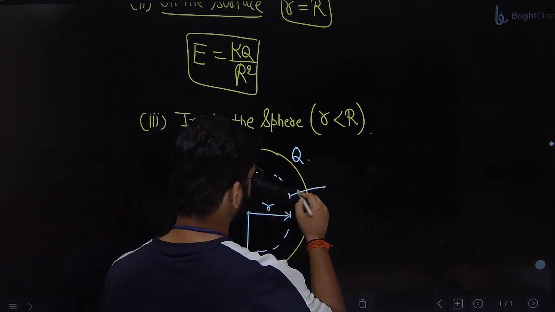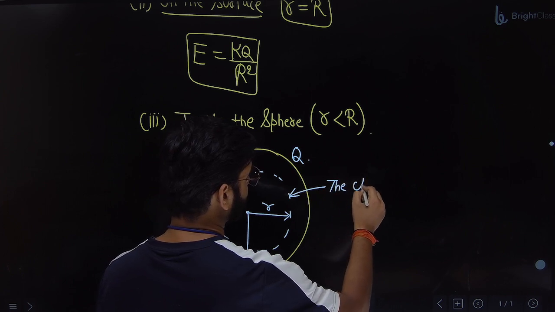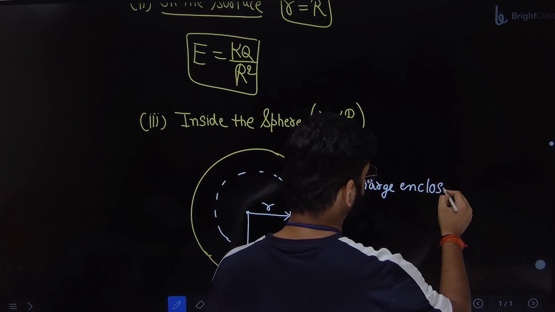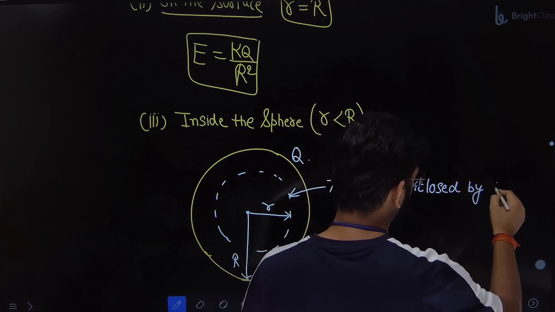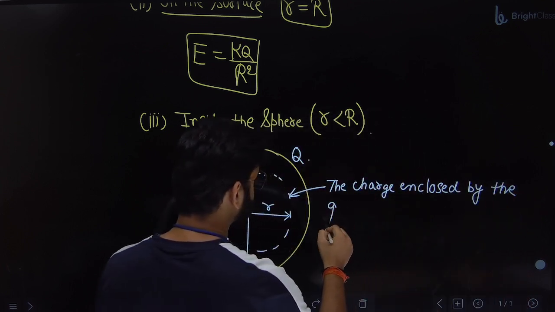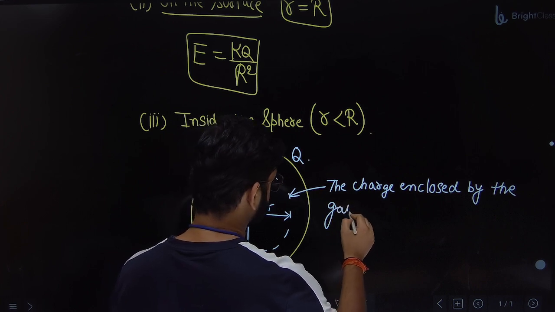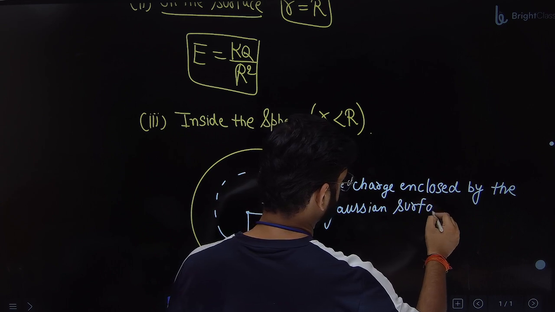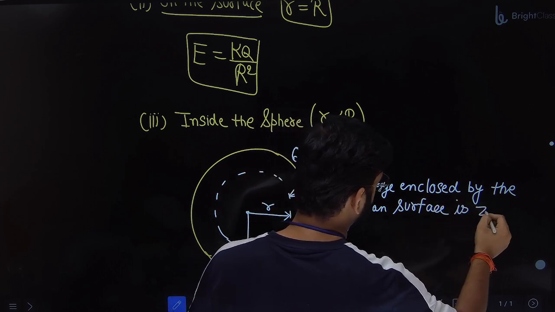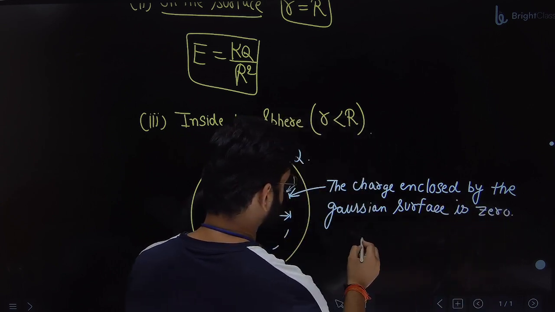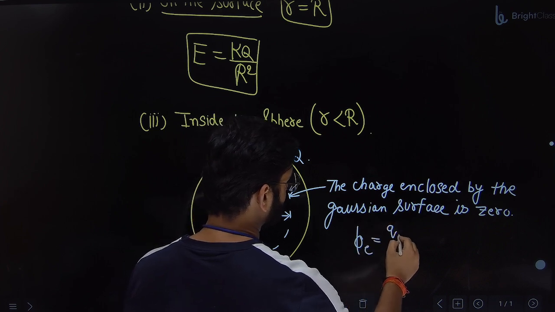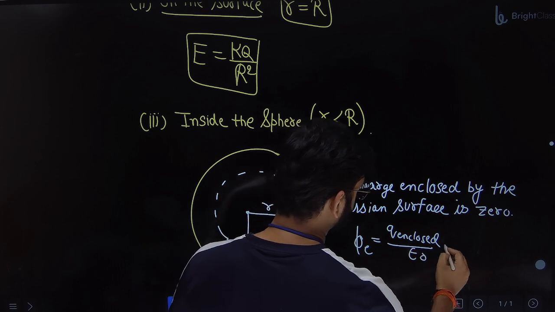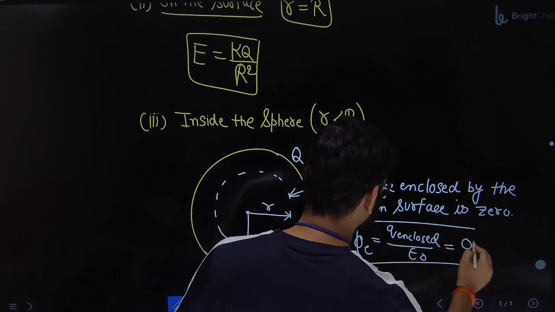I can write down the charge enclosed by the Gaussian surface is zero. So electric flux is charge enclosed by epsilon naught. So electric flux will be zero.